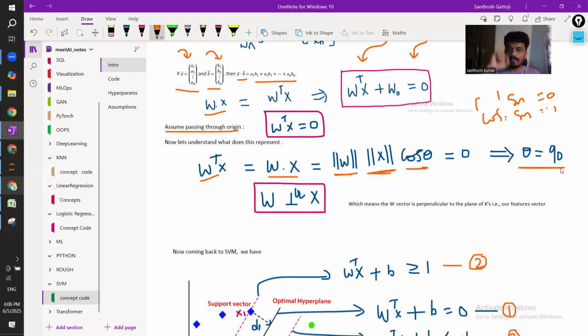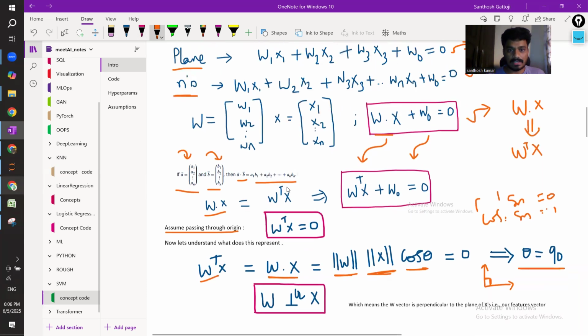That means if the angle between them is 90, one vector is this and the other vector is this. So these are perpendicular. So that means W and X are two perpendicular vectors. Clear? But here, now it is a very interesting point. Here, what is X? X is our input.